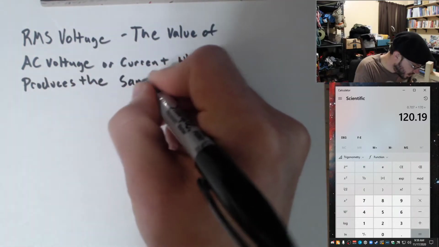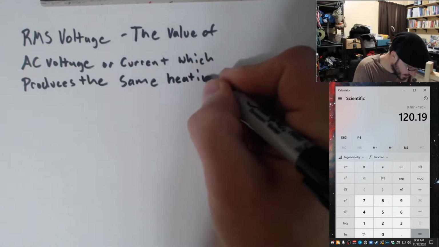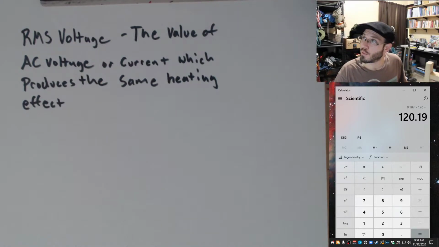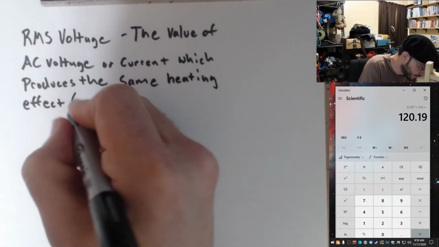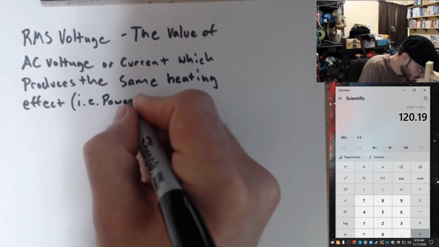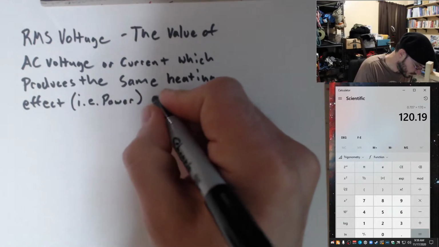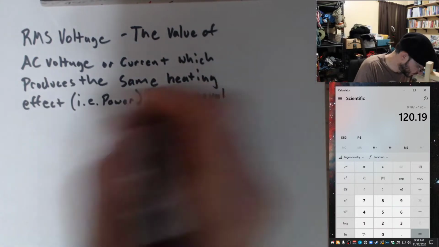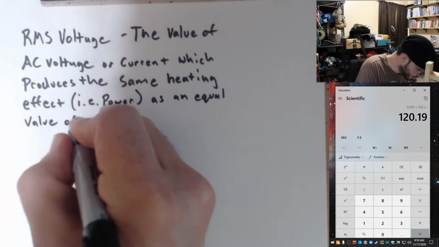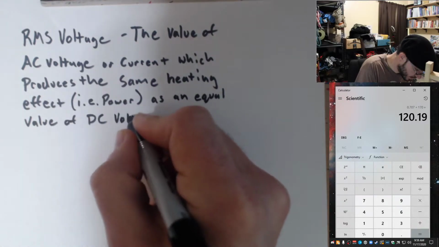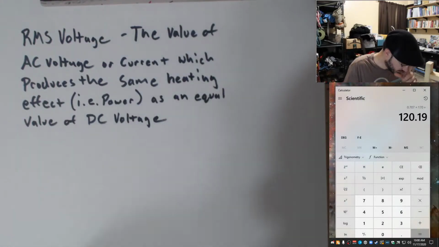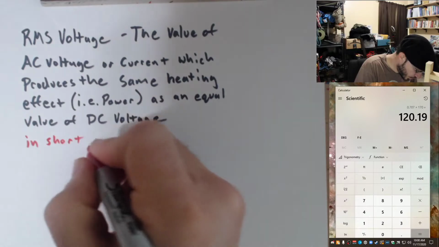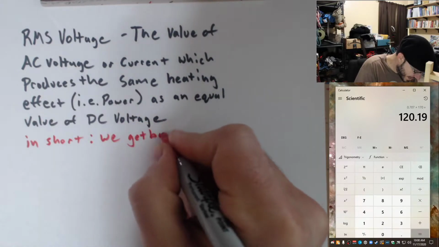which produces the same heating effect, and if we're talking about heat being dissipated by a resistor, you're talking about the power being dissipated by the resistor, as an equal value of DC voltage. In short, we get back Ohm's law.